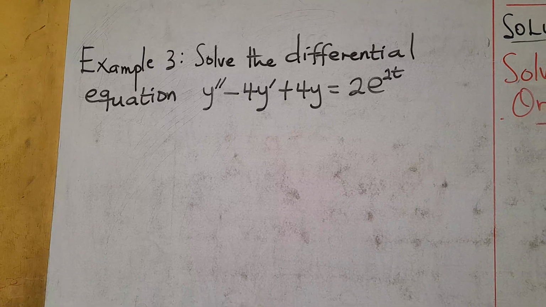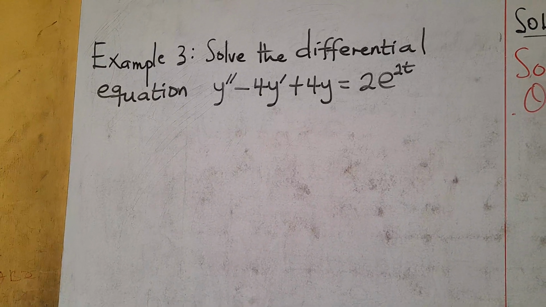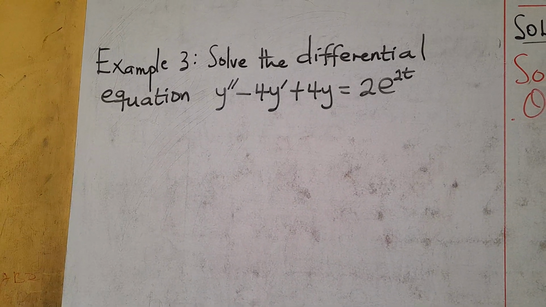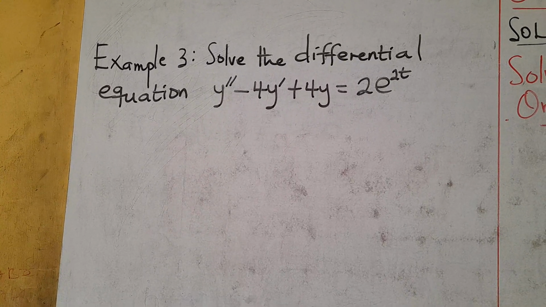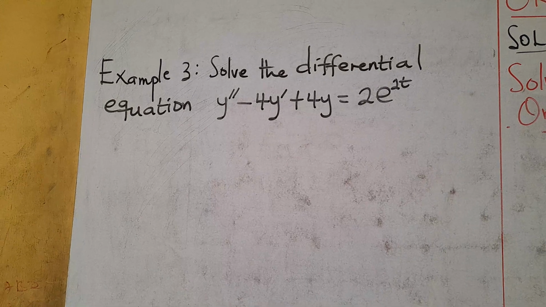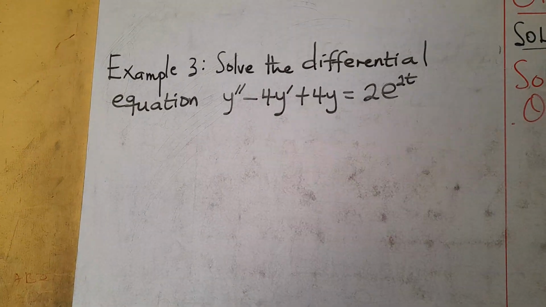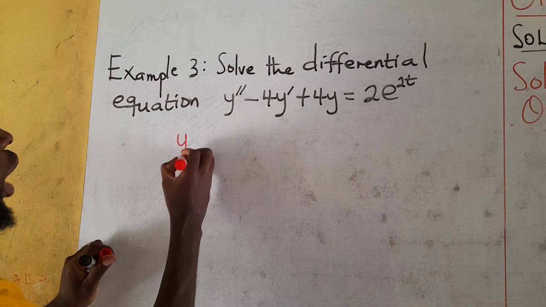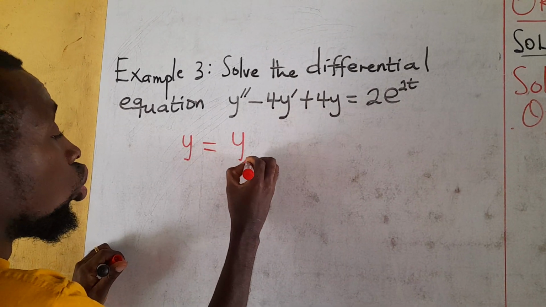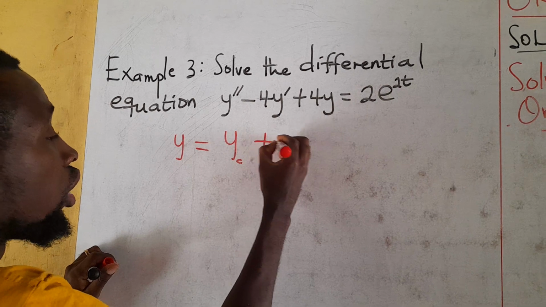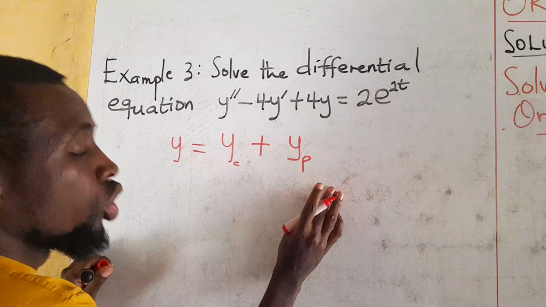So let's solve our third question. They say solve the differential equation y'' - 4y' + 4y = 2e^(2t). So how do we solve this? Again, we say using the method of undetermined coefficients, our general solution will be equal to the solution to the homogeneous aspect of it plus the non-homogeneous.